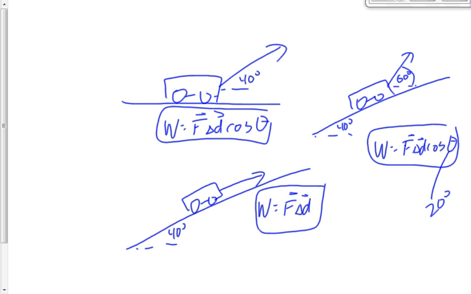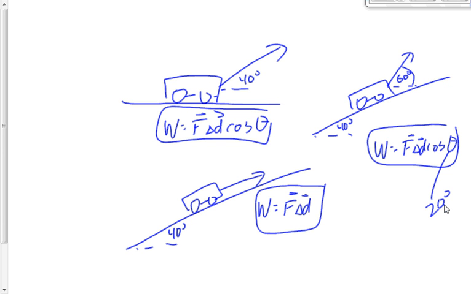Yeah, I don't really care which way it's pulled. I want how it's pulled relative to the way that it moves. So if I'm pulling it at 60 degrees, yeah, that's great. It's moving at 40 degrees. It's only 20 degrees difference between the way that I pull it and the way that it moves. So that's the angle that I'd use there, 20 degrees.